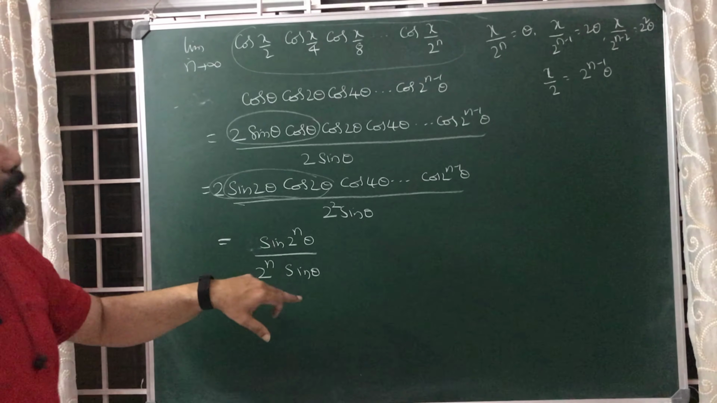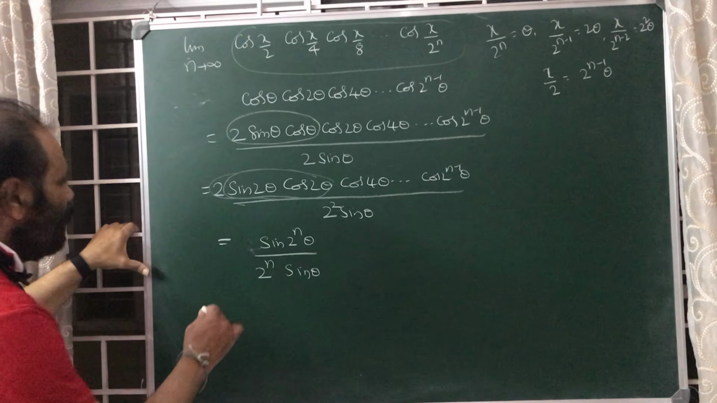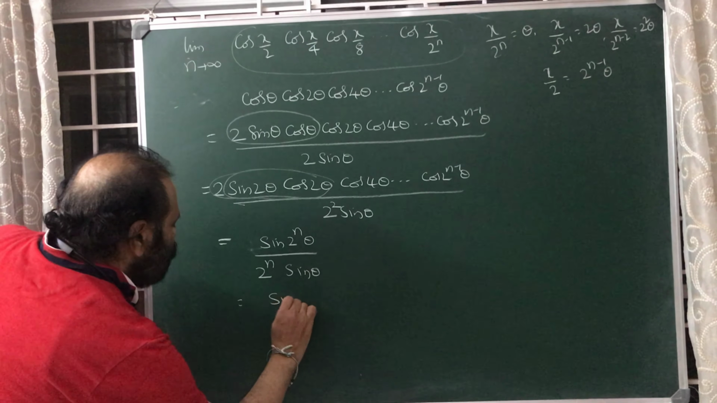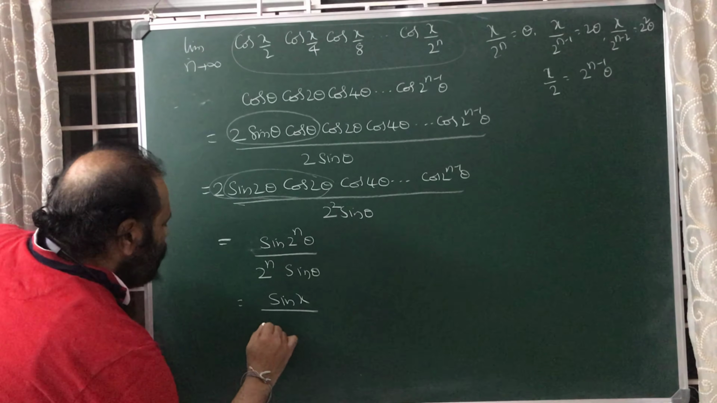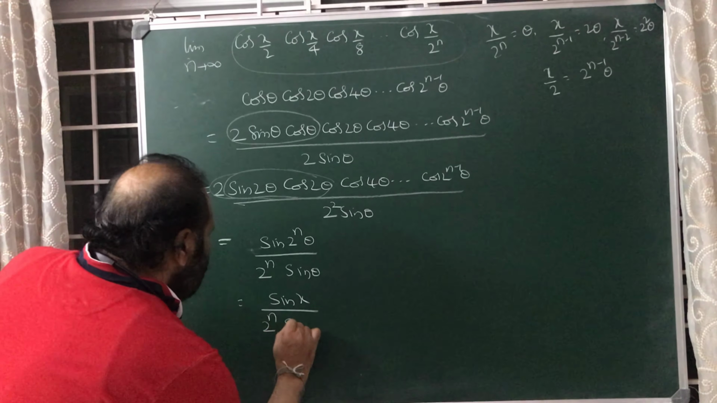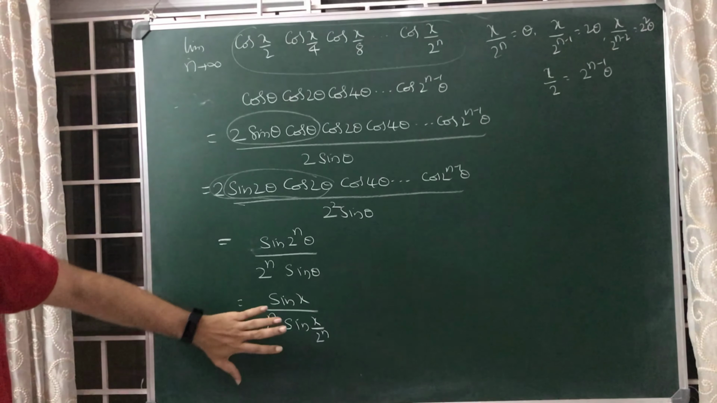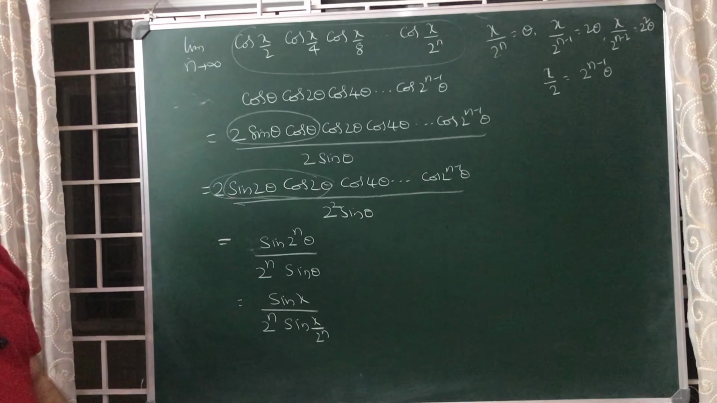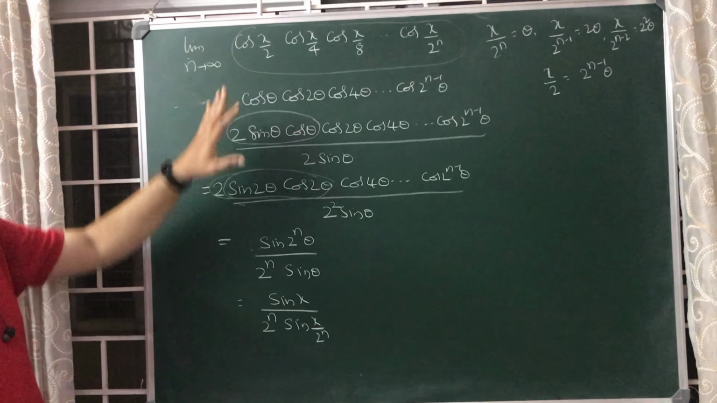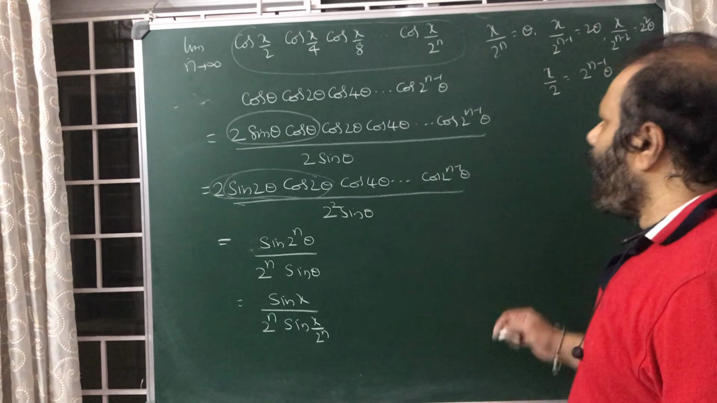What is sin 2 power n theta? 2 power n into theta is equal to x. Therefore, this is equal to sin x by 2 power n into sin theta, which is equal to sin x by 2 power n. Now the biggest challenge is, this is the simplified part of this question. Now we solve the entire part when n is tending to infinity.